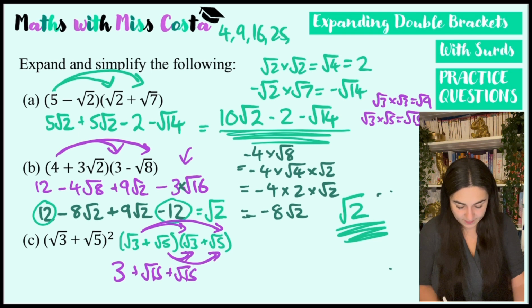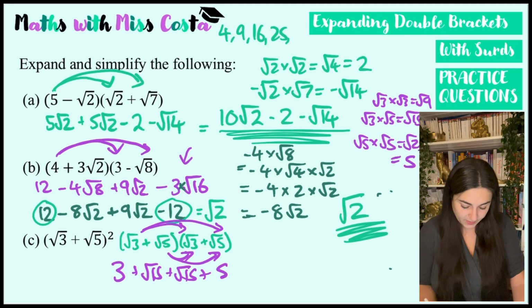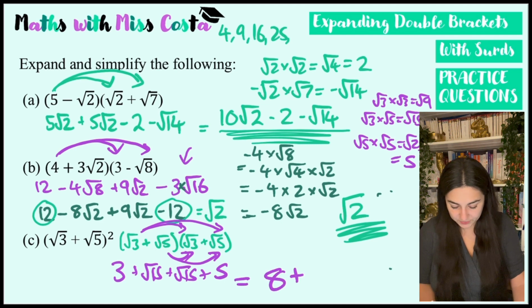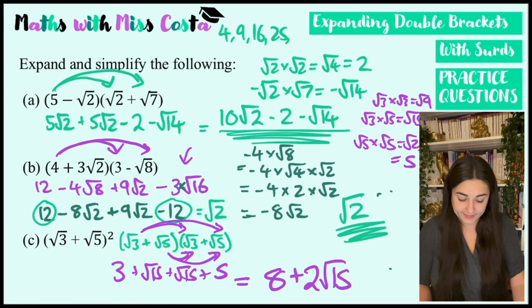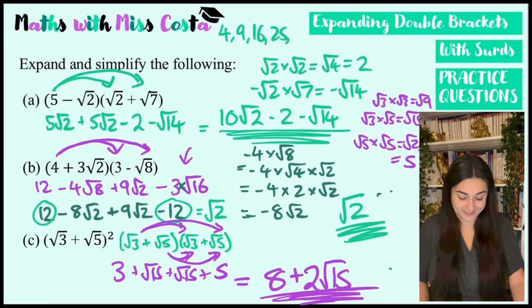And then hopefully by now, but let's just show you anyway, root 5 times root 5 is root 25, which is just going to be 5. So you've got 8 plus 2 lots of root 15. Are there any square numbers that fit into 15? Nope. So that is simplified as far as it can. And that is the end of that.